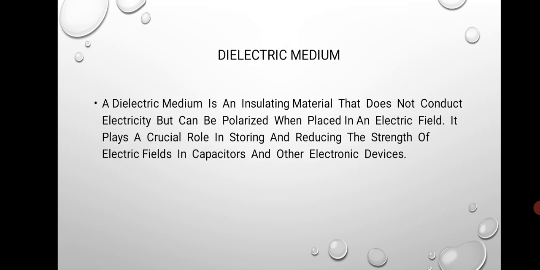Our next point is dielectric medium. A dielectric medium is an insulating material that does not conduct electricity but can be polarized when placed in an electric field. It plays a crucial role in storing and reducing the strength of electric fields in capacitors and other electronic devices. This is the dielectric medium.